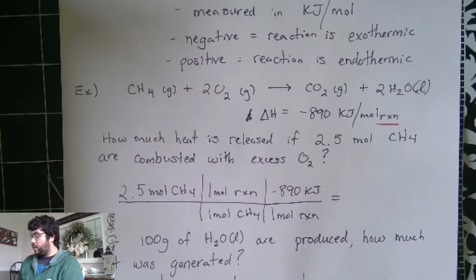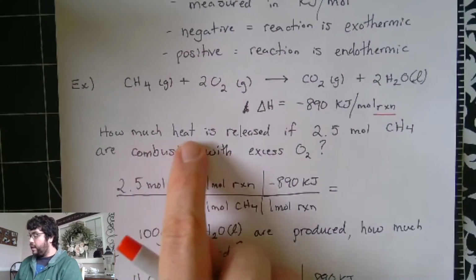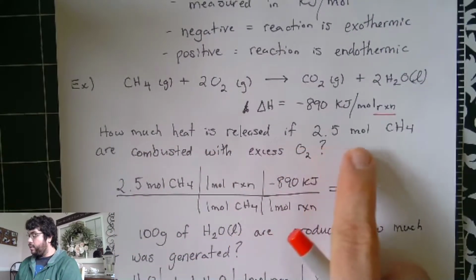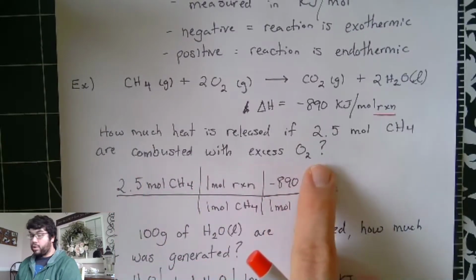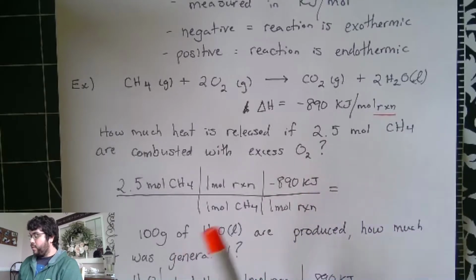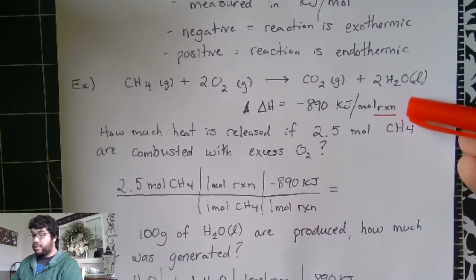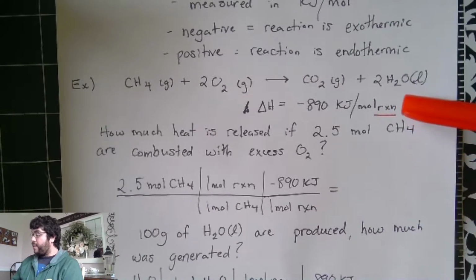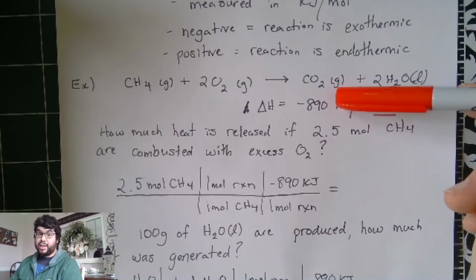Let's just jump into an example here. So here's our first example. It says, how much heat is released if 2.5 moles of methane are combusted with excess O2? You thought stoichiometry was over? No way, Jose. We use it all the time. We're still going to use stoichiometry to solve this problem. This enthalpy number is a ratio. It's a ratio of if my reaction were to happen 1 mole times, then this much energy is released.